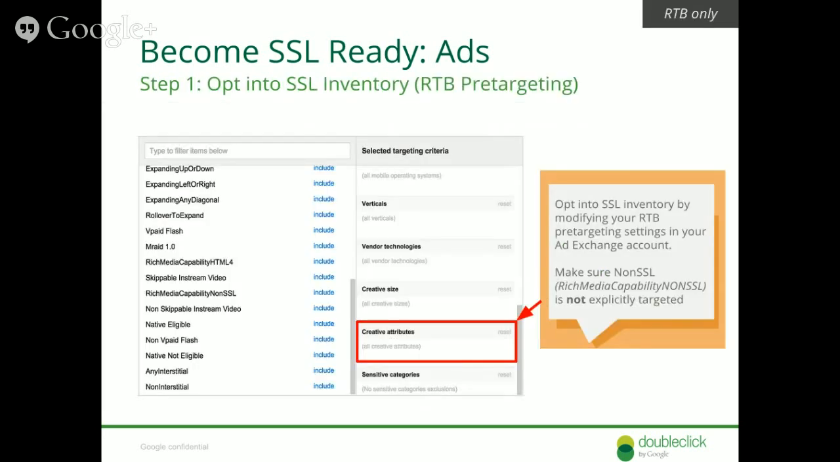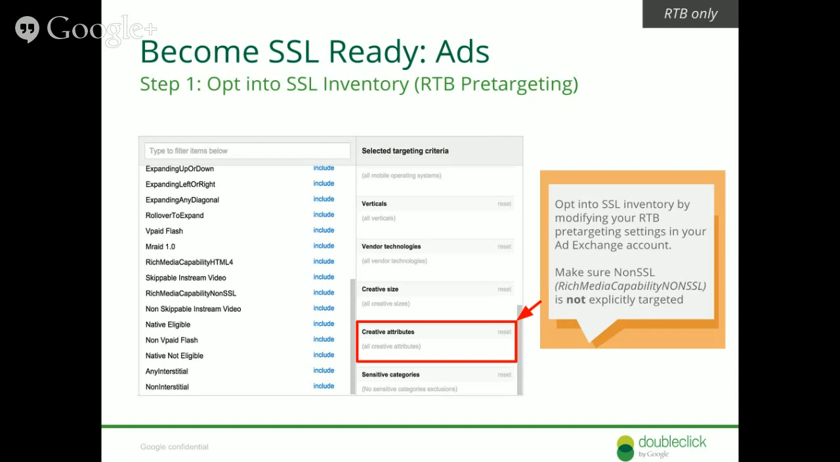Okay, so going back to step 1, what do you need to do to make sure that you are opted in and including SSL inventory? So if you're an RTB buyer, you are going to be modifying or looking at your pre-targeting settings within the new pre-targeting UI that we moved all of those campaigns over to in the second half of last year. So hopefully this UI is familiar for the RTB buyers on the call. But the main thing you need to look at is the creative attribute for each of your pre-targeting configurations.